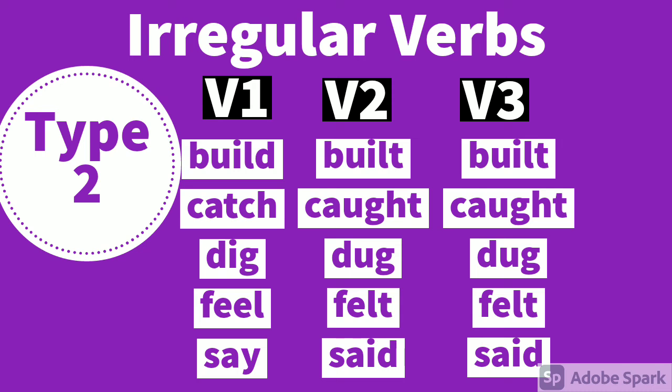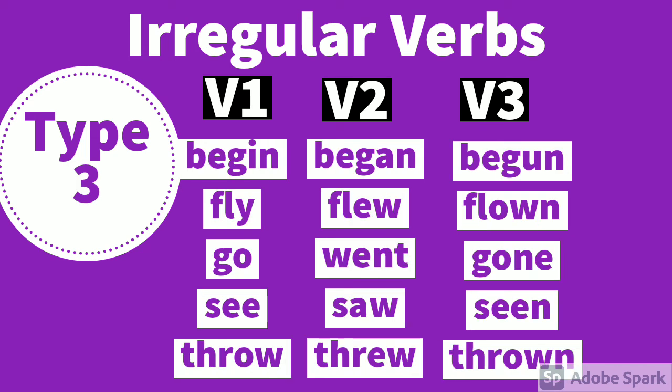Now let's see some examples for type 2 irregular verbs. Build, built, built. Catch, caught, caught. Dig, dug, dug. Feel, felt, felt. Say, said, said. Here the V1 base form is different, and V2 and V3 are the same. So these all belong to type 2 of irregular verbs.